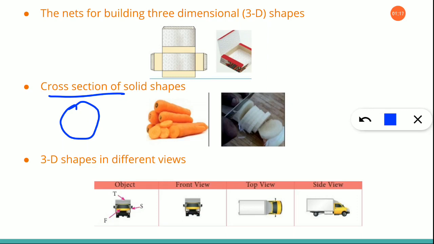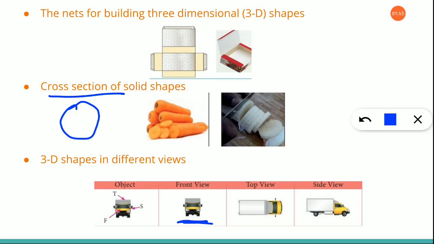Now the next one, 3D shapes in different views. They have given this truck, for example, in our book. Let us see how it works. First, there is the truck. Suppose you are standing in the road and a truck comes near, when the truck is on the far side, what will be visible? The front side, that is this portion of the truck will be visible, right? So this is called the front view.